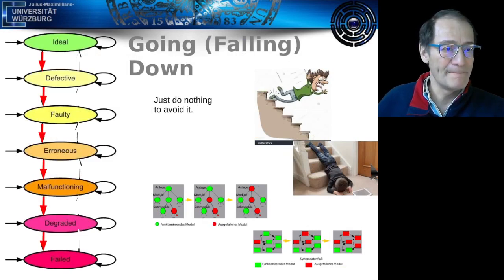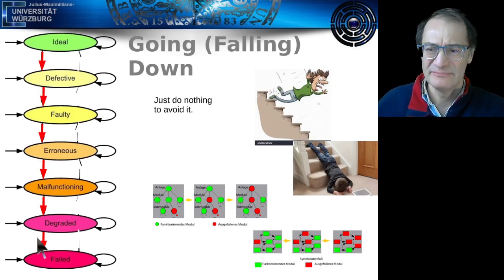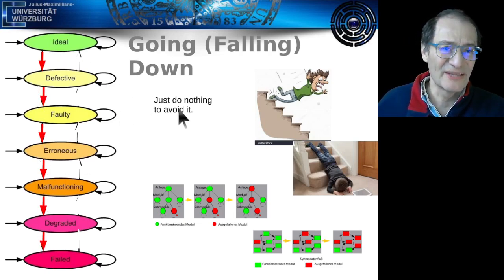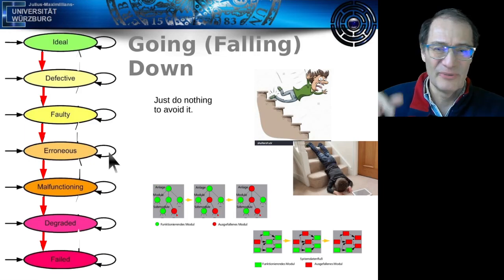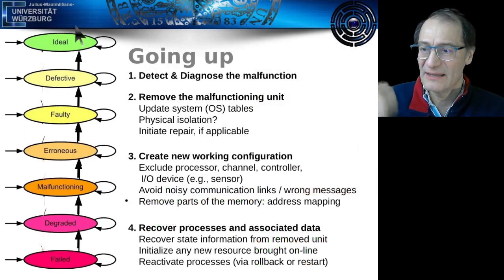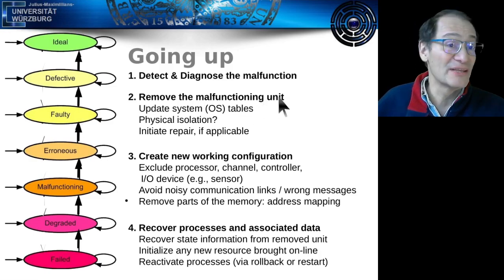Okay, and as I said before, going down is very easy. Just do nothing. Do nothing to avoid it, and then you are going down from up to down, from a small failure up to total system failure, if you do nothing. More difficult is to go up again. And what do we have to do for the repair? Okay, first at this point we have to detect and diagnose the malfunction. At this point we have to remove the malfunctioning unit.